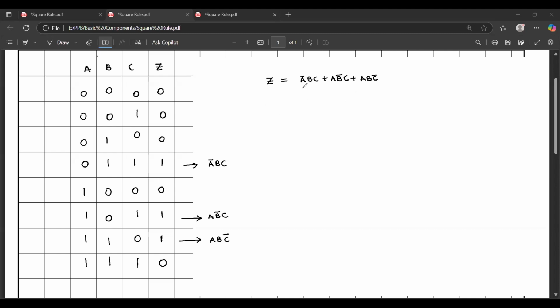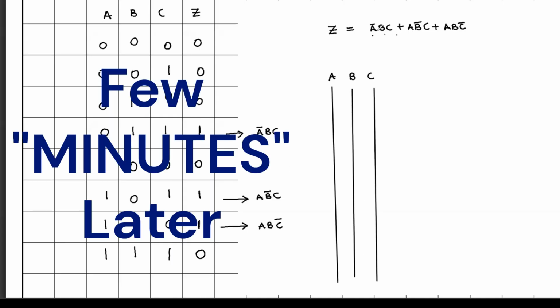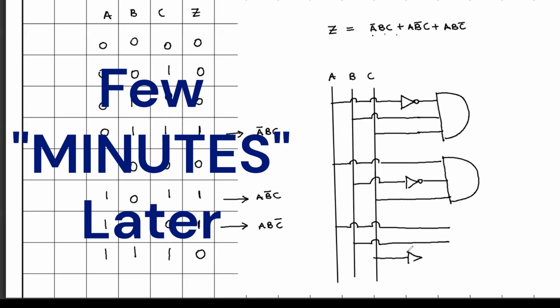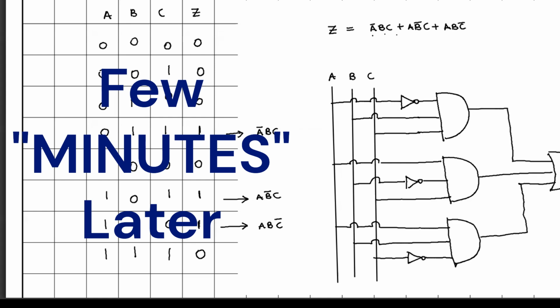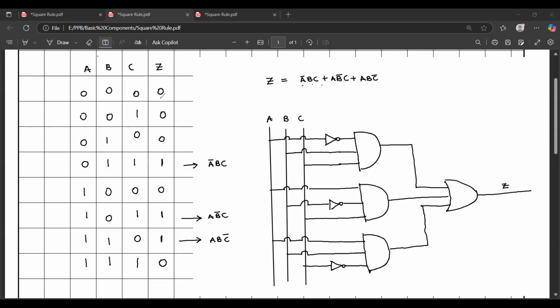So here we have A bar BC. Let's draw the signal lines first. So we have A, we have B. So this is the logic circuit for this given truth table. It's pretty simple actually. There is nothing too hard here. You just have to know whether you should simplify further or not.